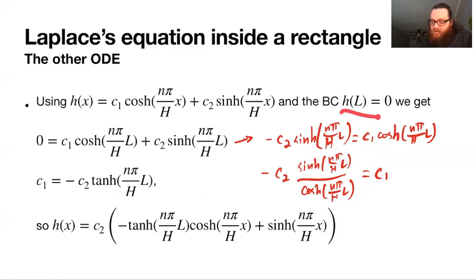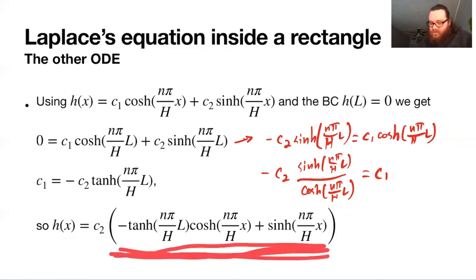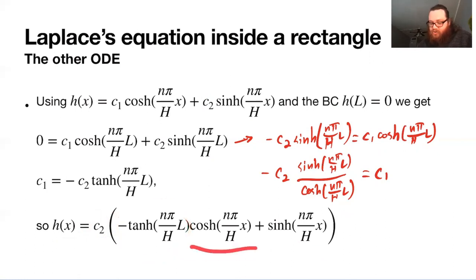Using this boundary condition, we have a relation between the coefficients. So our solution h of x we can write in this way, where we have this unknown constant. When we use superposition, we're going to have unknown constants anyway, so we just want one unknown constant. Otherwise, what does h look like? Well, it's this linear combination: this constant times cosh of x plus sinh of x. It's not necessarily the cleanest expression, but it's an expression, it's a solution.